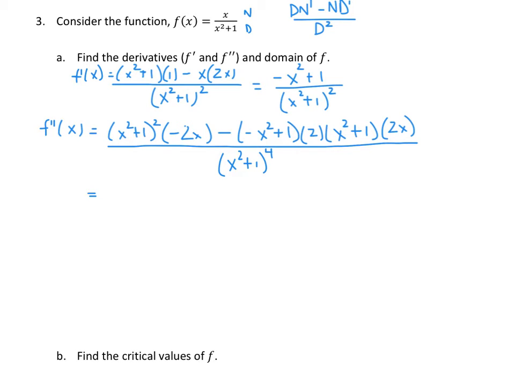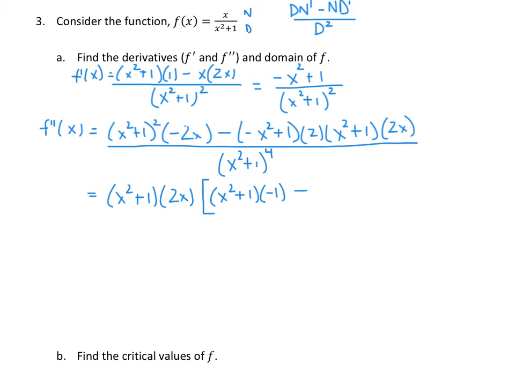Okay, so now let's work on simplifying the second derivative. We have an x squared plus 1 in the first term and an x squared plus 1 in the second term. We also have a 2x in both terms. So we can factor those out. So we're going to factor out an x squared plus 1 and also a 2x. So then we are left with, in the first term, we still have an x squared plus 1. So we factored one of those out. And then we have a negative 1.